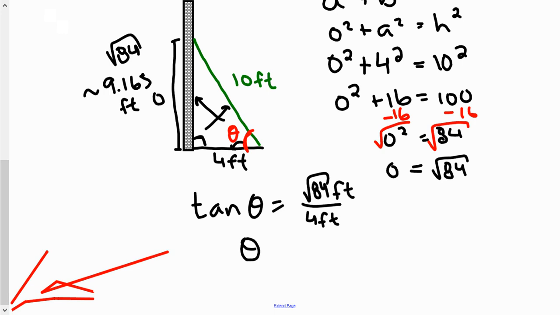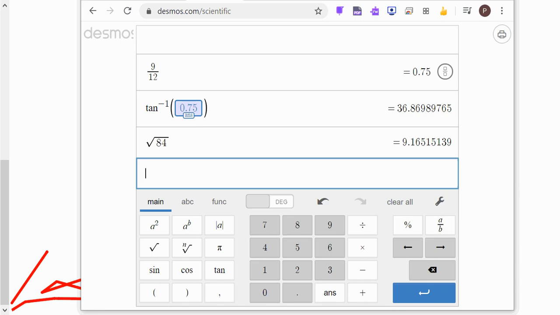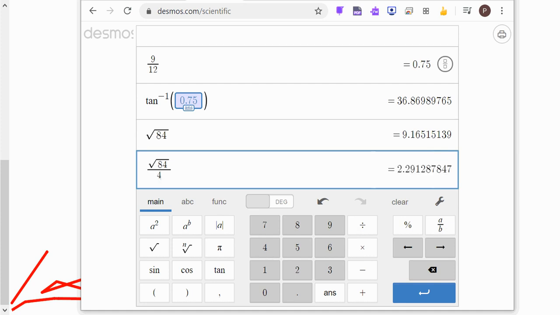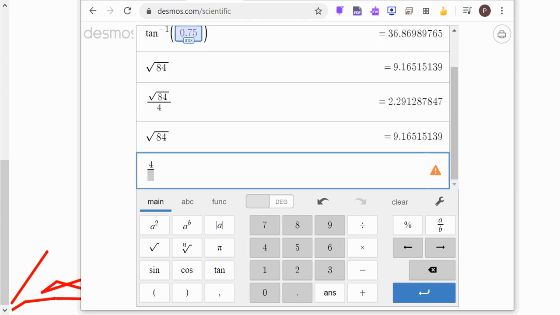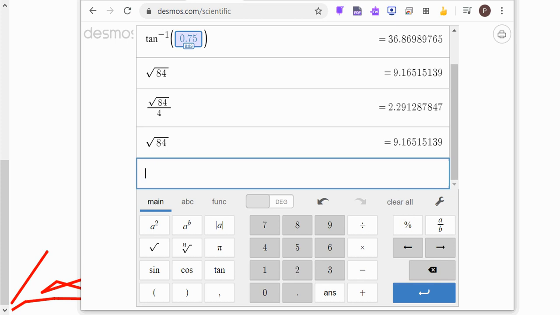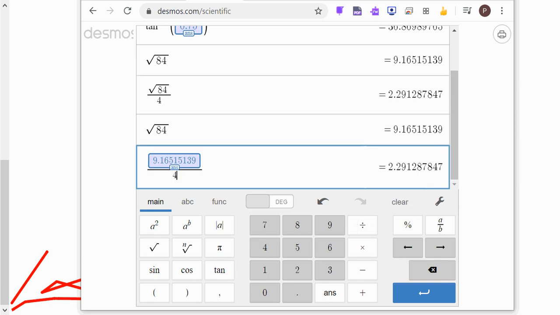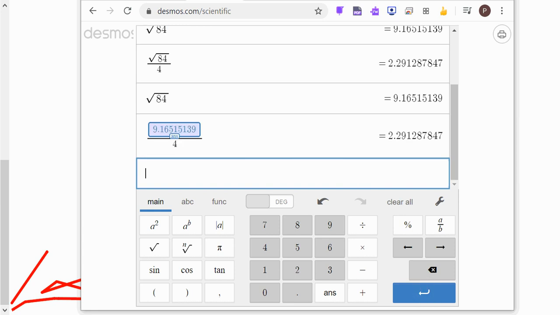Trying to find the angle, so I inverse tan both sides. I'm taking the inverse tangent of root 84 divided by 4. I might find that value first, that might be easiest for me. If I figure out root 84 divided by 4, careful that 4 is not underneath the radical. Or like we did before, I could do root 84 first and then answer divided by 4. If you have the possibility to use that answer feature, please do. Keeps all those decimals for you.